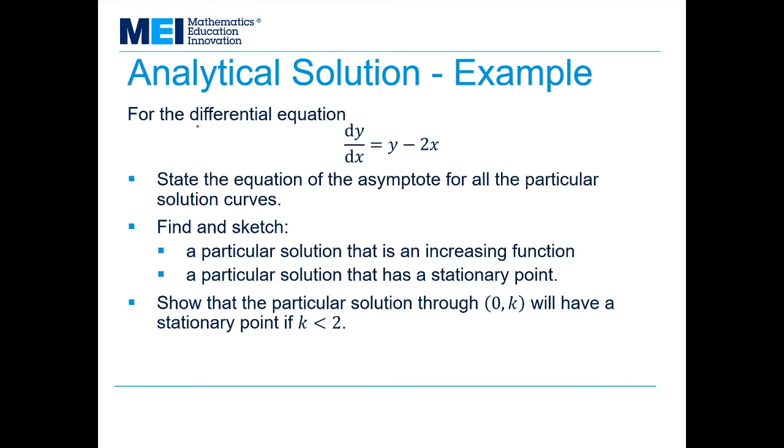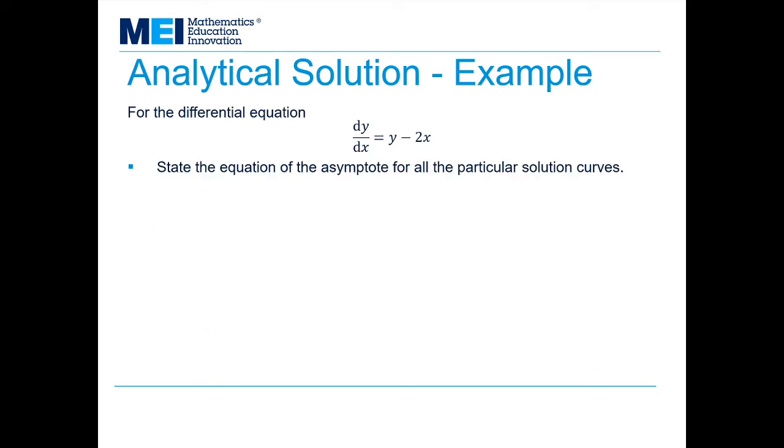For the differential equation dy/dx = y - 2x, first of all, state the asymptote of all the particular solution curves. Secondly, find and sketch a particular solution that is an increasing function and a particular solution that has a stationary point. And then finally, show that the particular solution through (0, k) has a stationary point if k is less than 2. So in this video, we'll look at the first two parts of this question, and then in the next video, we'll look at the last part.